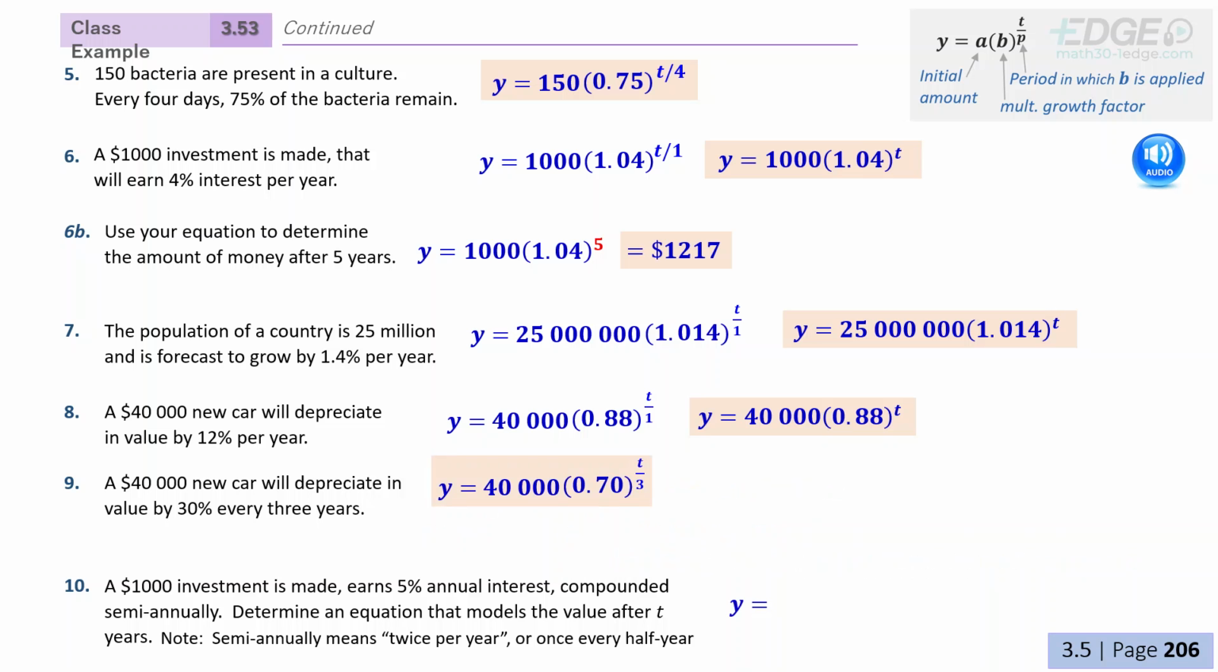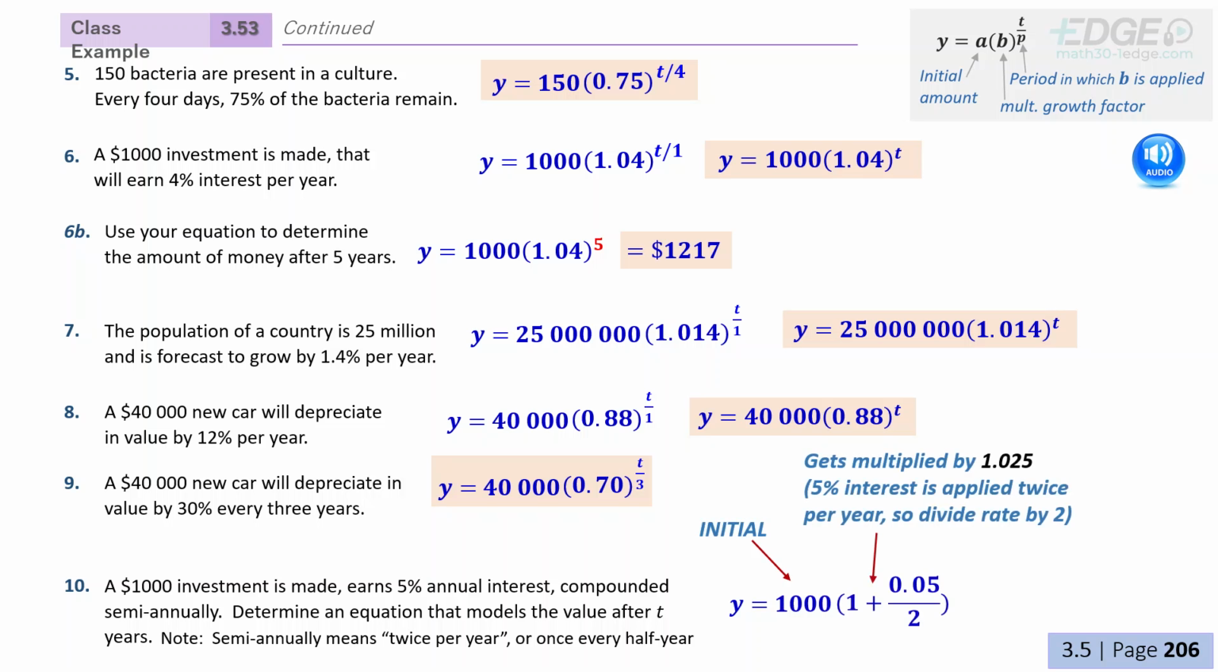Number 10. A $1,000 investment is made and it earns 5% annual interest, compounded semi-annually. Determine an equation that models the value after t years. So note, semi-annually means twice per year or once every half year. So as always, we'll start with our 1,000 or our initial amount. Now let's explain this part.